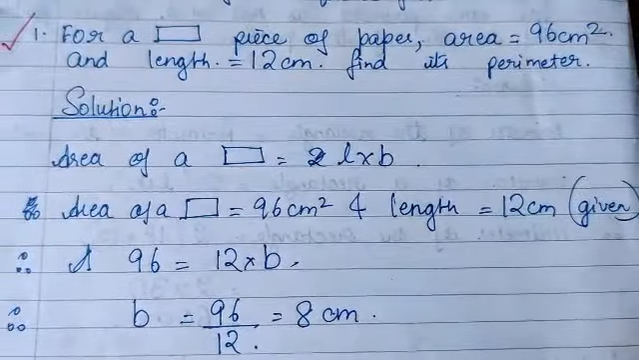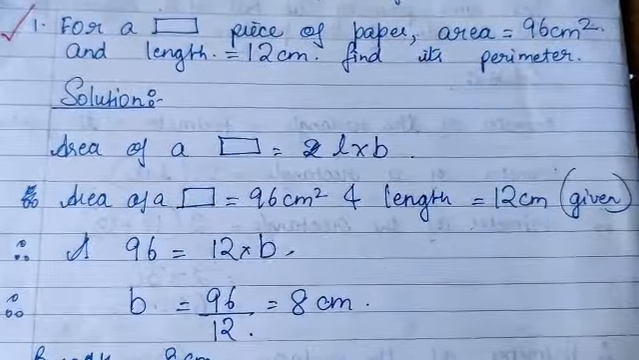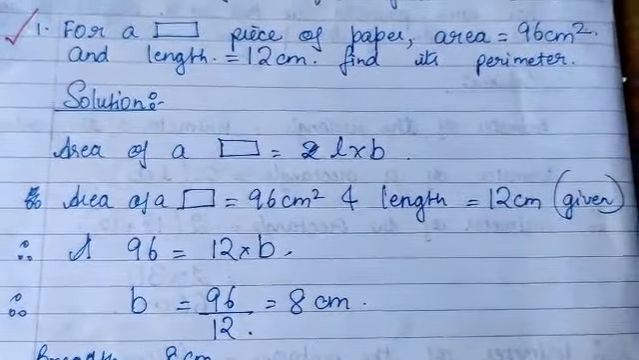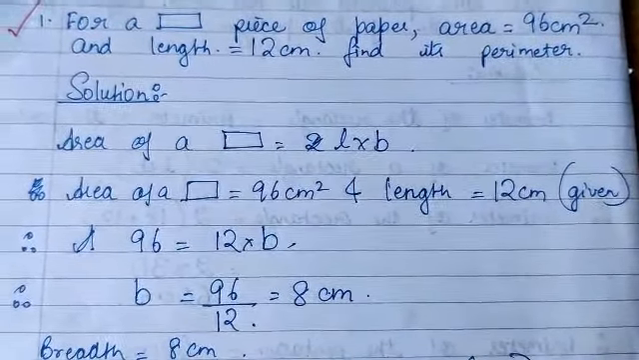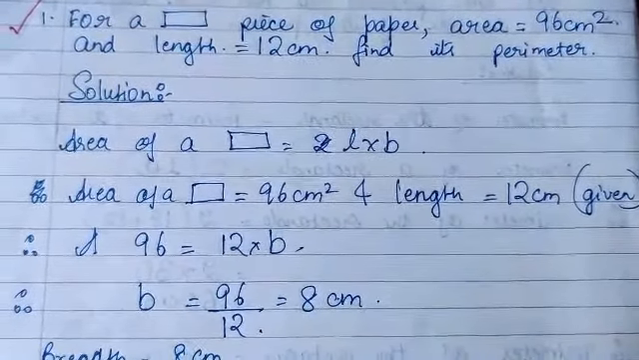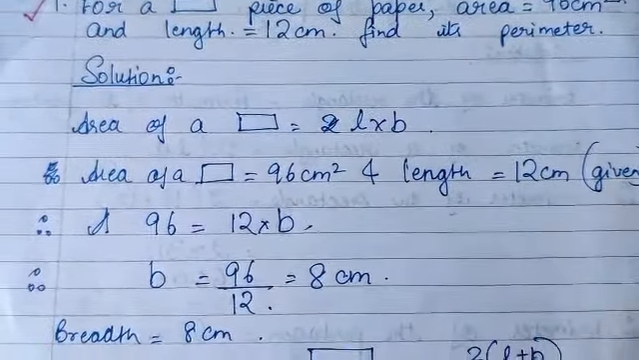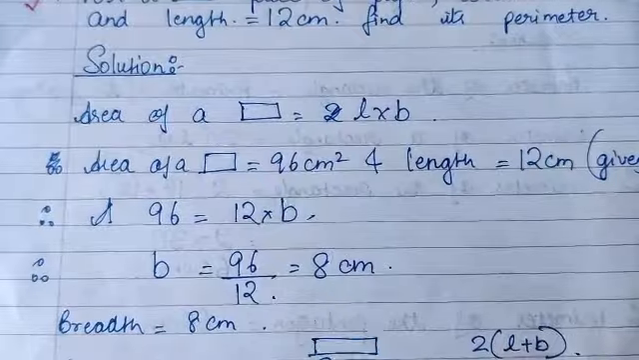For a rectangular piece of paper, area is 96 centimeters square and length is 12 centimeters. We have to find its perimeter. So using this information, we can find out the breadth, because area of a rectangle we know, length into breadth. Substituting the value, we'll get the value of breadth, which is 8 centimeters.